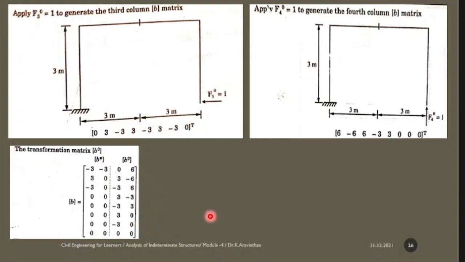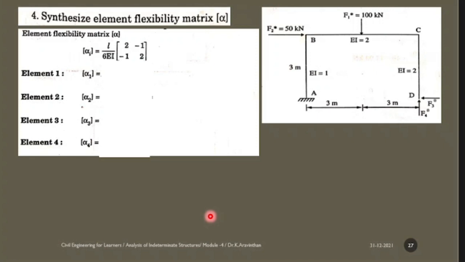What is the next step? Finding the alpha, that is the flexibility matrix. Synthesize the element flexibility matrix, that is alpha, for elements 1, 2, 3 and 4. You have the length of how much? 3 meters and L by 6EI times [2 -1; -1 2]. This will be alpha 1, and what is alpha 2?